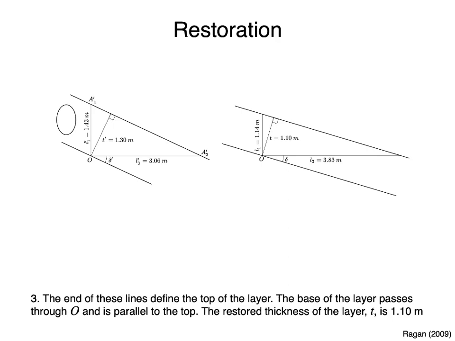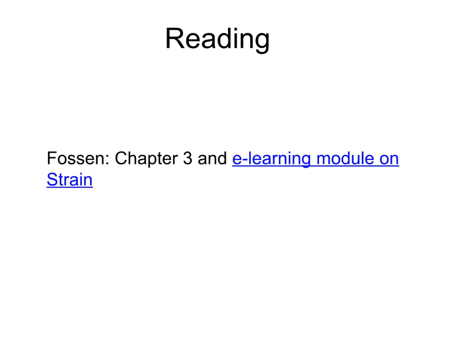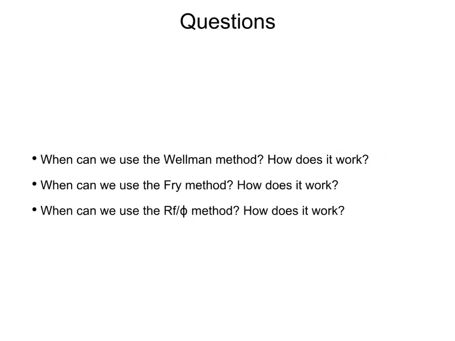The base of the layer passes through the point O and is parallel to the top. The restored thickness of the layer, T, is 1.1 meters. To learn more about this topic, read Chapter 3 of Fossen and do his e-learning module on strain. And answer these questions.